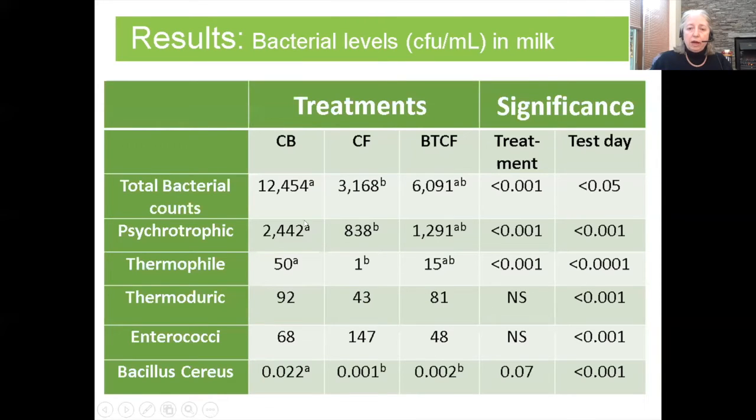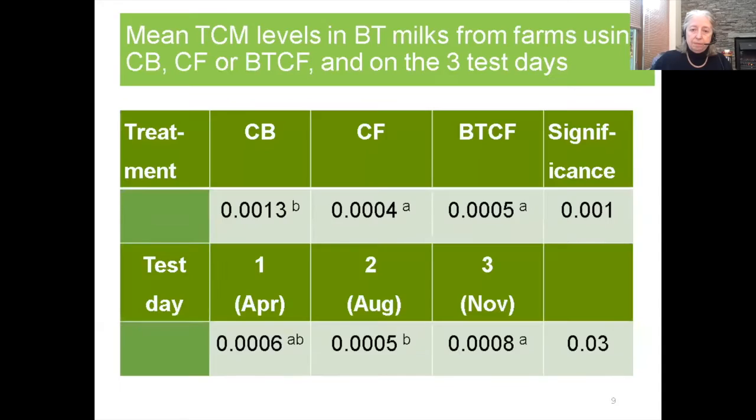Then when we look at the change over the period of the trial, there was a significant increase in all of the micro types between the beginning of the year and the end of the year. But again, we would have expected that. But there was no difference between the chlorine-free or the chlorine-based products in that respect. They all increased as the season went on.